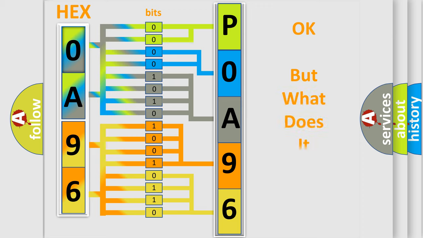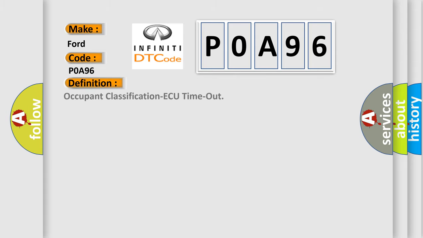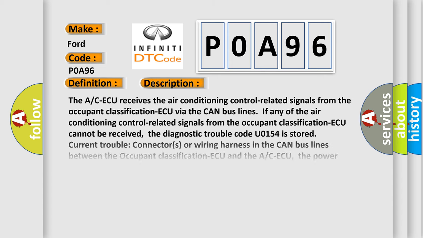The number itself does not make sense to us if we cannot assign information to what it actually expresses. So, what does the diagnostic trouble code P0A96 interpret specifically for Infiniti vehicles? The basic definition is occupant classification ECU timeout. And now this is a short description of this DTC code.